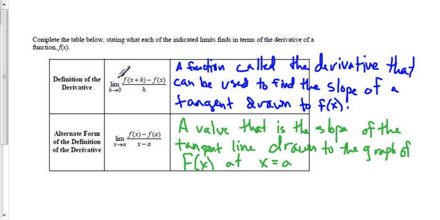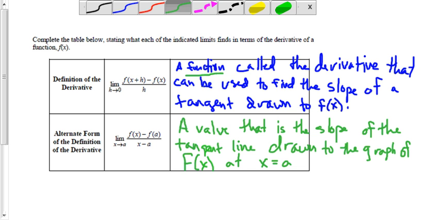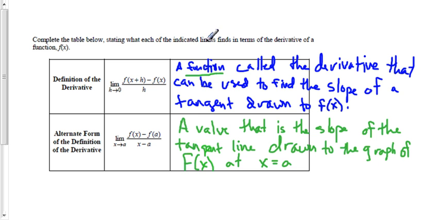Okay, last thing is the definition of a derivative. So this is the difference quotient. This is one of the first ones we dealt with. So this is h approaches 0. So what we get here is a function that's called the derivative that can be used to find the slope of a tangent drawn to f of x, a function. So when f of x was a quadratic, then the slope of the tangent line was represented by a linear function. If we have a cubic, it'll probably be 1 degree less. We'll end up with a quadratic.